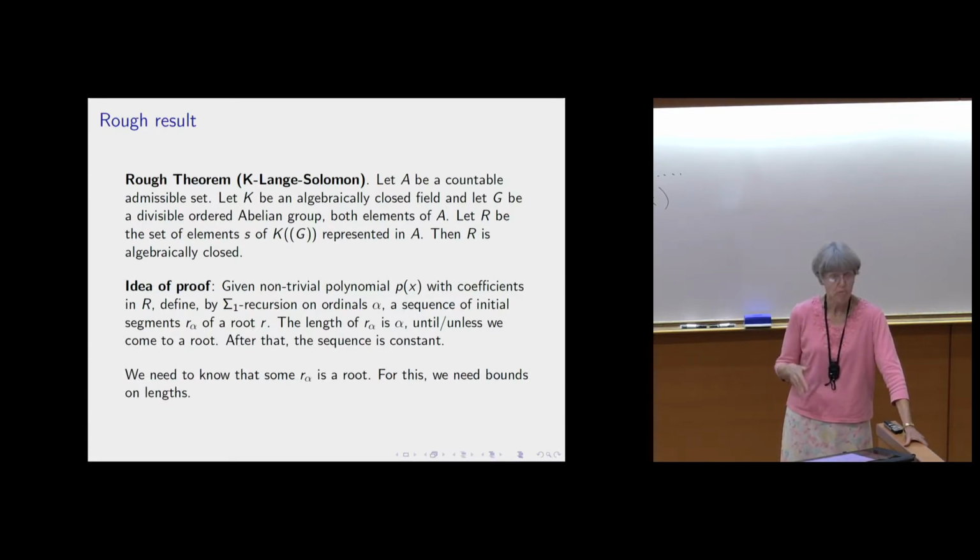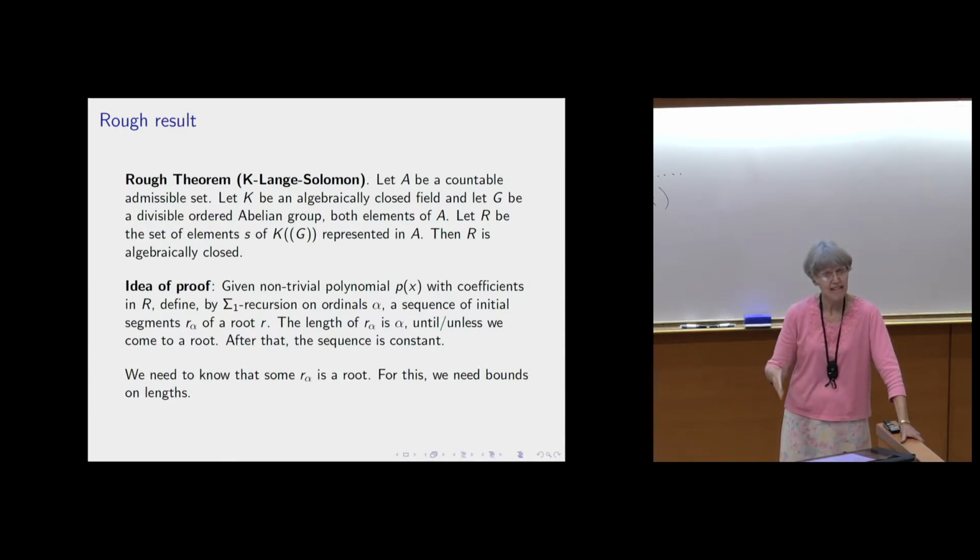Given a non-trivial polynomial with coefficients in R, we want to define by Σ1 recursion on ordinals what Newton would do to find a root. We want a sequence of initial segments of a root, and the length of R_α is going to be α. We start with R_0, no terms, the empty sequence. Then we figure out by Newton's method the first term, and that's R_1. Then we do the second step, get a second term, and put the two terms together, and that's R_2, and so on.